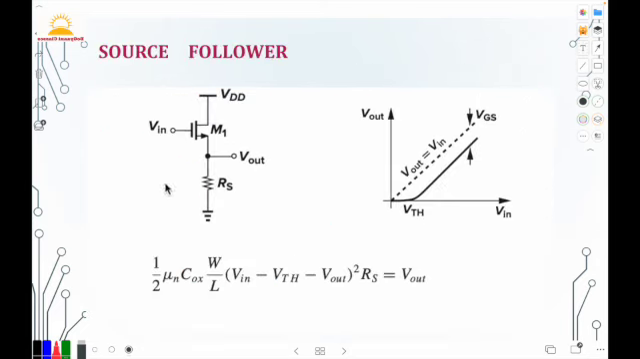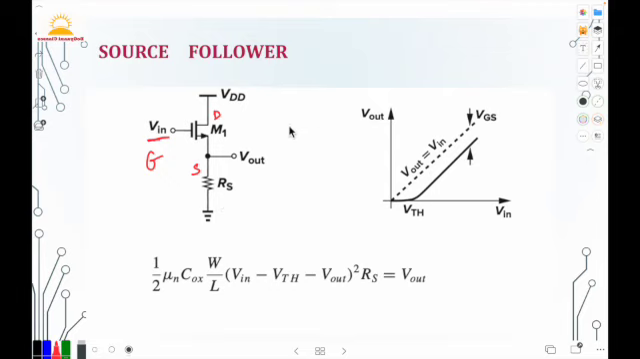This is the circuit diagram of the common drain stage. It senses the signal at the gate and drives the load at the source terminal. The drain terminal is common to both input and output ports. Now let's focus on its input output characteristics.